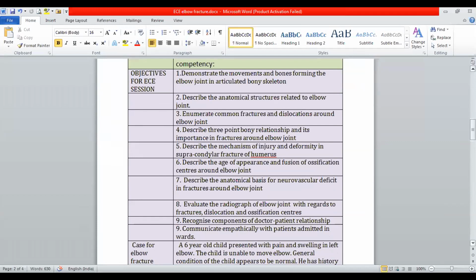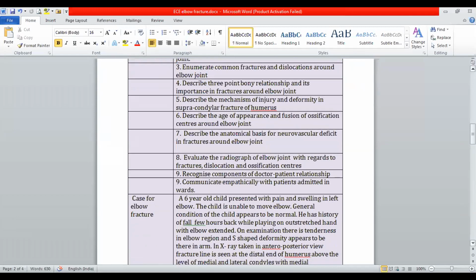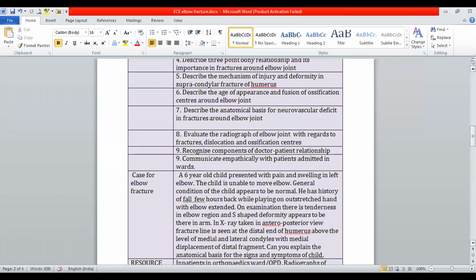So the case which we have framed for this competency, keeping in mind the anatomical aspects of the elbow fracture. A 6-year-old child presented with pain and swelling in left elbow. The child is unable to move his elbow. General condition of the child appears to be normal. He has a history of fall few hours back while playing on outstretched hand with elbow extended.